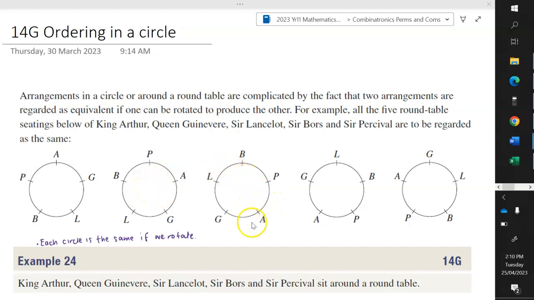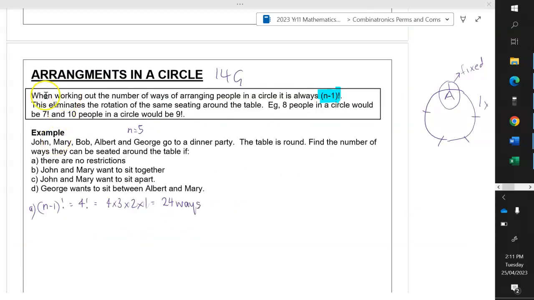Likewise, if Arthur chose the third seat around, his spot's fixed. And then if we put these other people around clockwise like that, they'd also be regarded as the same. So we need to understand that that is the case, and that will help us have a look at the notes. So let's jump back to those now. Okay, so the top of our notes say that when working out the number of ways of arranging people in a circle, it's n-1 factorial ways.